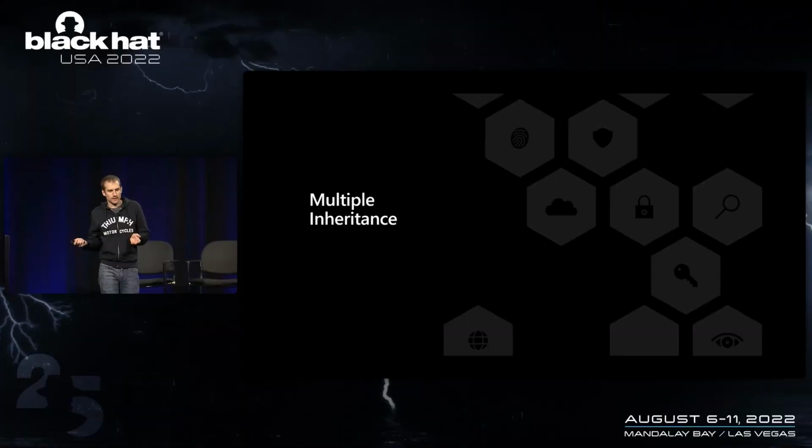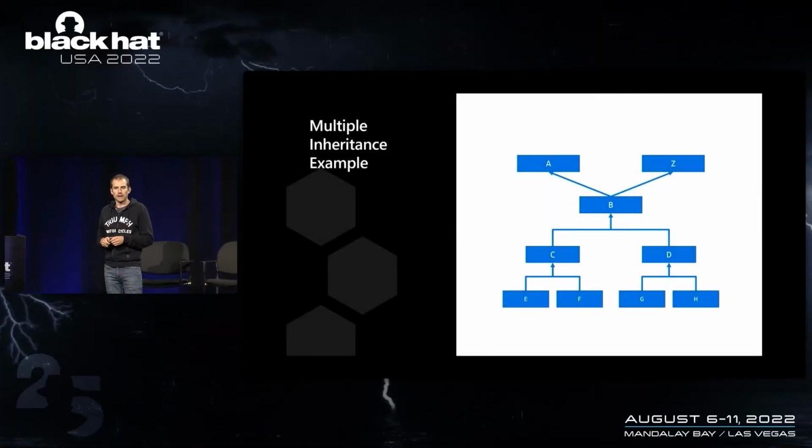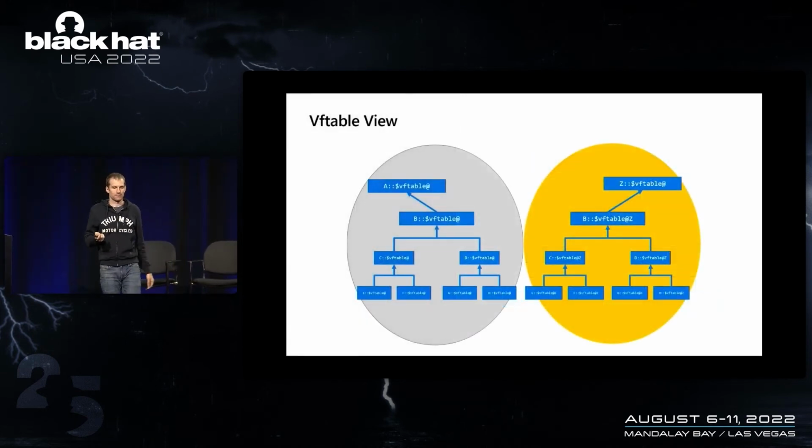Okay, what about multiple inheritance? So multiple inheritance seems really scary at first because you have a second parent. But the thing that you have to remember is the vtable view of the world. When you have multiple inheritance, you actually have 2 completely separate vtable hierarchies. You have a vtable hierarchy that chains back to each of your base classes.